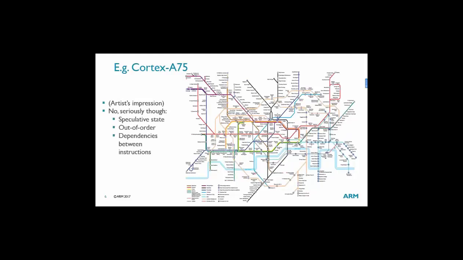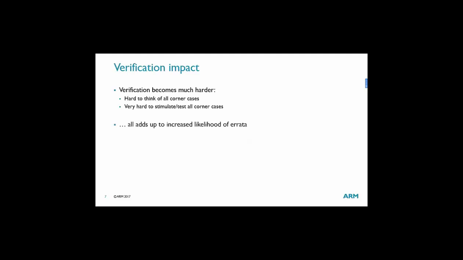There's more speculative state flying around inside this thing. It executes instructions out of order, and so vastly more dependencies between instructions are factored into the final data forwarding network. And again, that just leads to far more corner cases, far more different possibilities of things going wrong inside the core. So the impact of all this on verification, it's needless for me to say that this makes verification harder. It's harder to think of all the different corner cases for your stimulus, and then it's very hard to stimulate them, and also it's hard to cover them as well. It's hard to demonstrate that you genuinely have covered all these different possibilities.